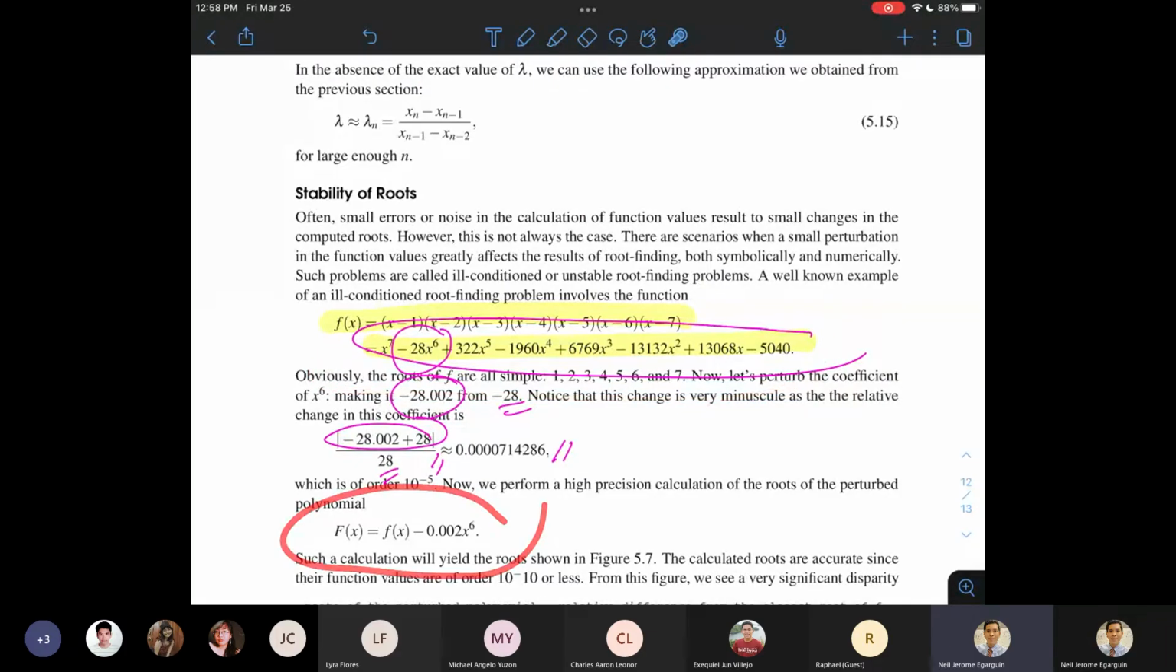Symbolically, if you solve the roots of capital F, there is a big gap compared to the roots of little f. So finding the roots of little f is an ill-conditioned problem. All right? And this will cause some issues, especially if you are using computers and you computed the coefficients, so you might not get the exact negative 28 coefficient for x to the sixth. Your computer might give you negative 28.002.